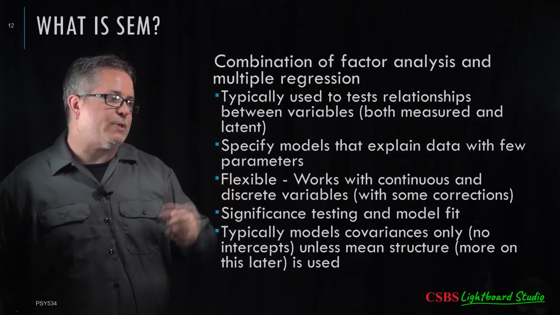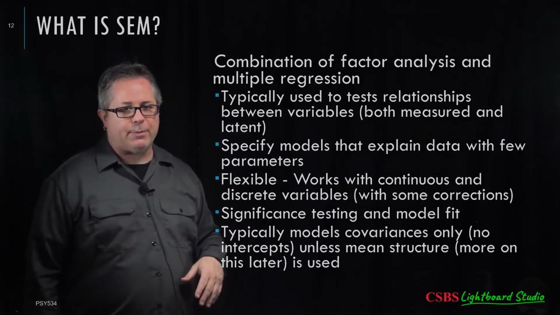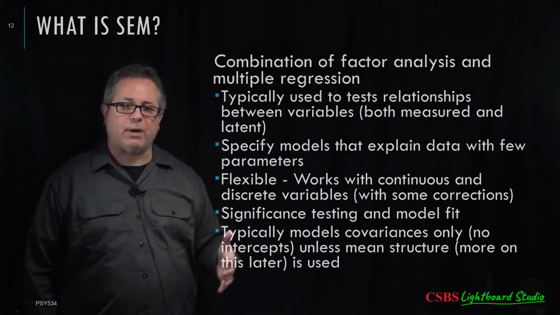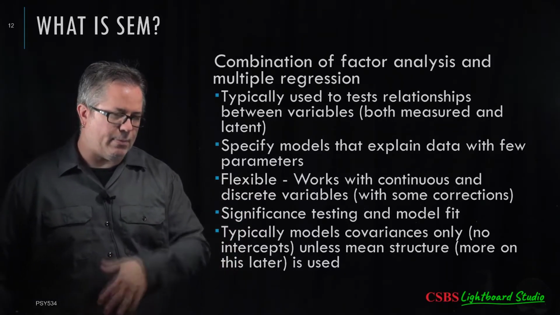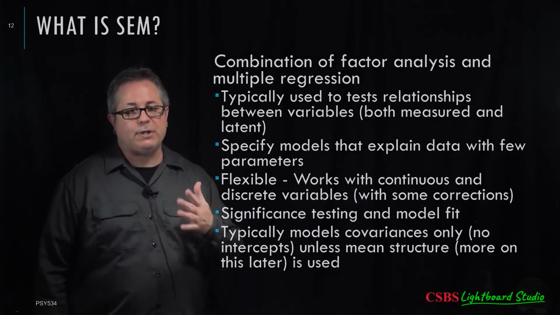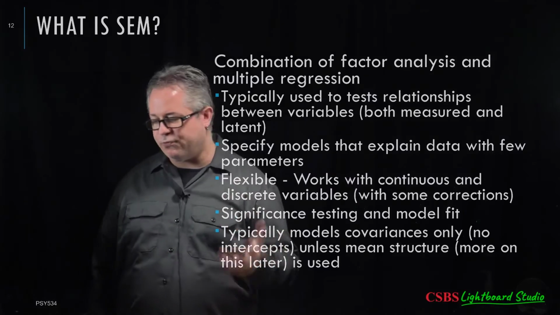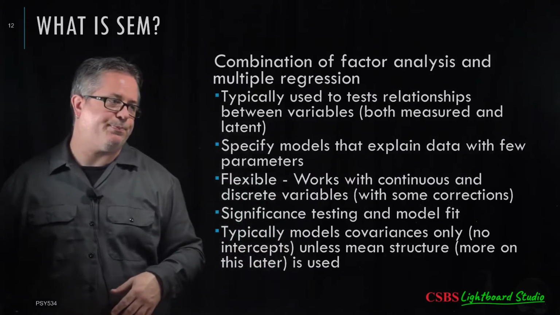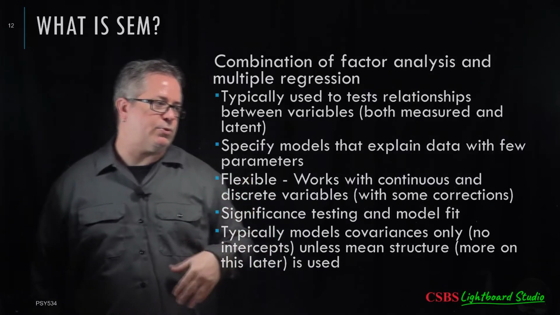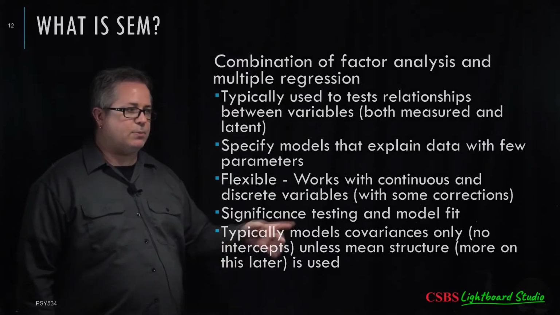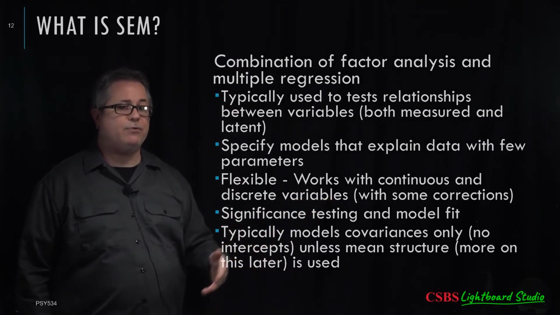So what we're going to do is specify models that explain data with few parameters. We're going to take a bunch of correlations, a bunch of relationships, just like EFA, and try to explain them with as few factors as possible. It's very flexible. It works with continuous and discrete variables with some corrections. So we actually can have discrete outcomes.